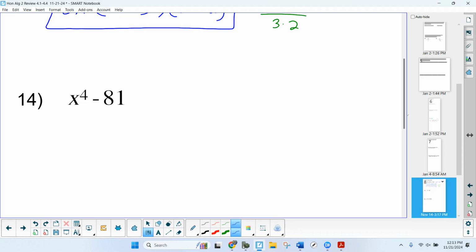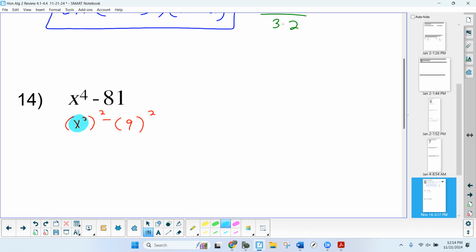Okay, Natalie, do you have a GCF? No. What do you have? Difference of squares. Yes, you have a difference of two squares. What are your two squares? 1 and 9. Okay, hang on a second. What multiplies together to give you x to the 4th? x squared. And what multiplies together to give you 81? 9.